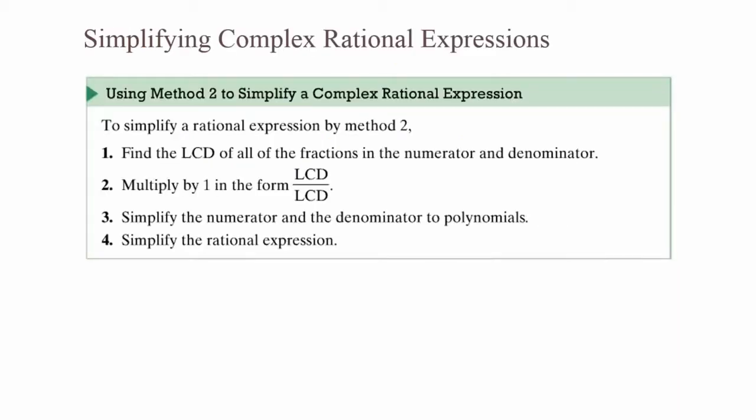Simplifying complex rational expressions. Using method 2 to simplify a complex rational expression. To simplify a rational expression by method 2, first, find the LCD of all the fractions in the numerator and denominator. 2. Multiply by 1 in the form LCD divided by LCD. 3. Simplify the numerator and the denominator to polynomials. 4. Simplify the rational expression.